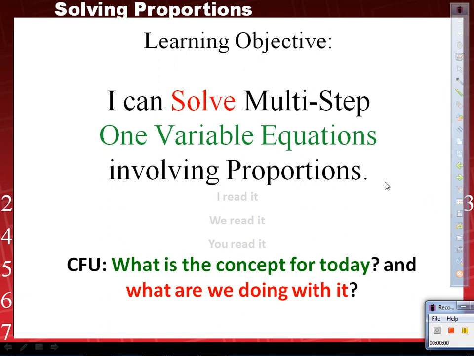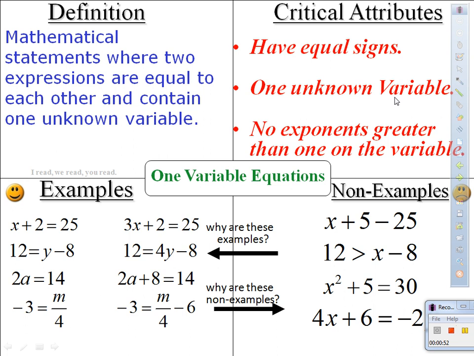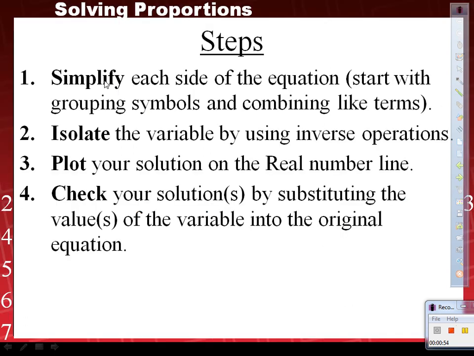Be nice. So we're still on the same concept, so we don't need a Frayer model because we already know what one variable equations are. Is that correct? How about the steps? What steps are we using? Simplify, isolate, plot, and check. We're still using the same process.